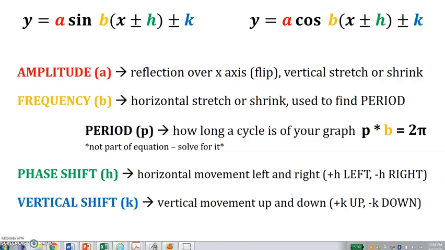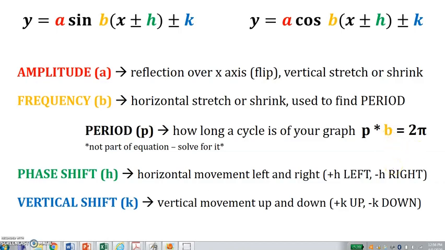So in order to find our period, we use the formula P, where P represents period, times B, where B is your frequency, and that's equal to 2 pi. So a way that I like to remember it is peanut butter is equal to 2 pi. It's like peanut butter pie. So P times B equals 2 pi. So when you're given your B value, you plug it in for B, and then you're going to solve for P. It's a one-step process. You just divide both sides by B.